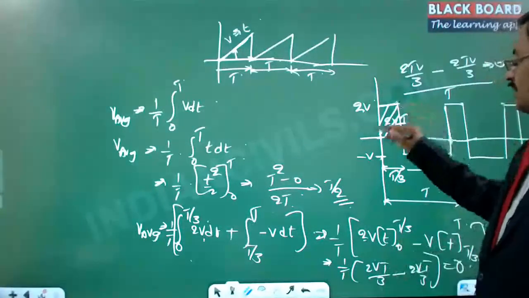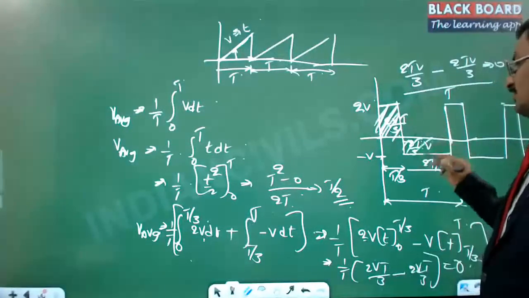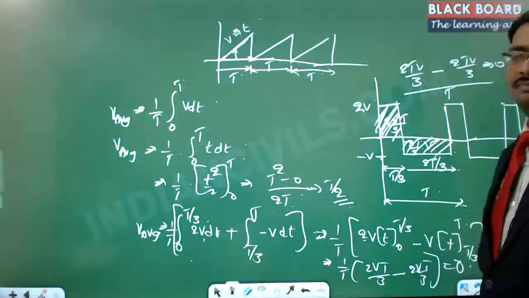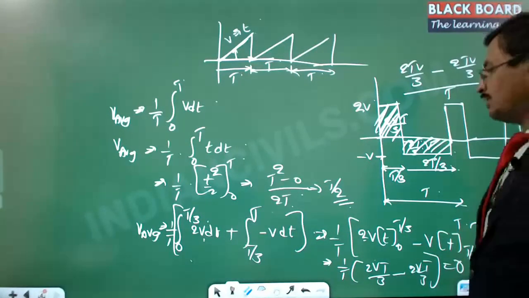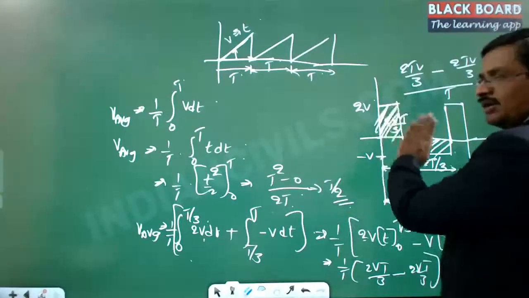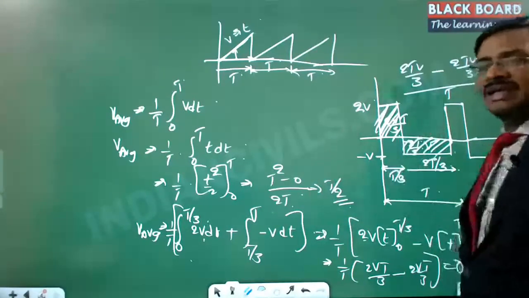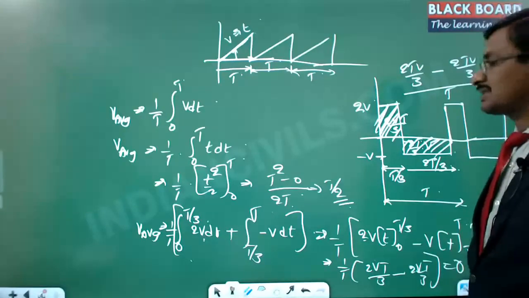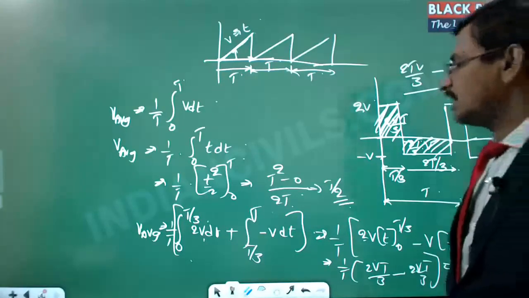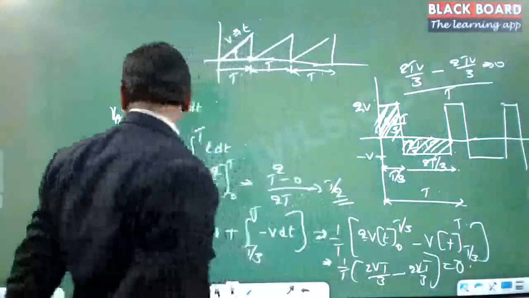You can directly check it. Whatever area you count here, the same area comes in here. But I hope you understood, right? The upper area and lower area get compensated. That's the reason we will not find out the average value here for this kind of waveform. And this kind of waveform we will see in our analysis of power electronics.